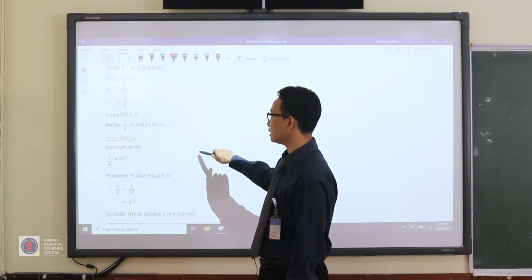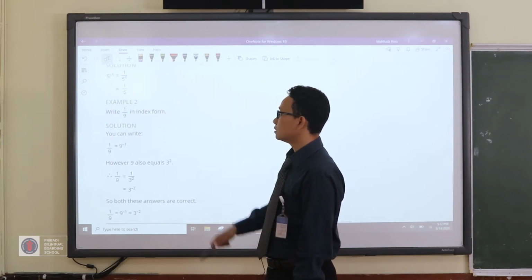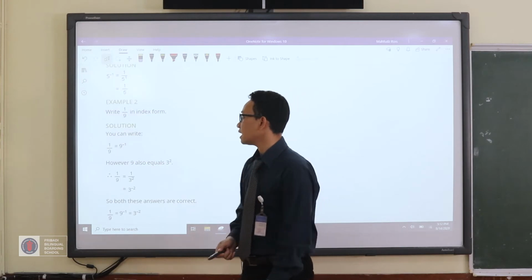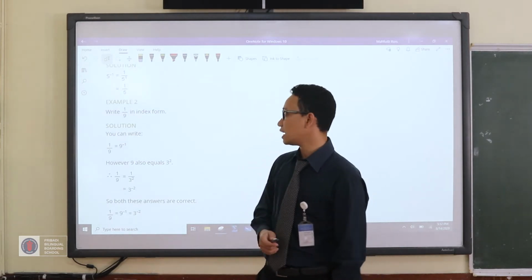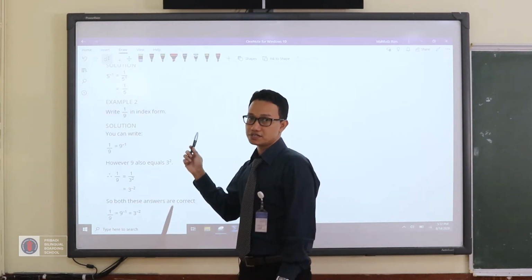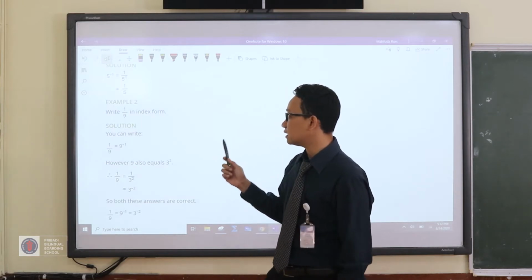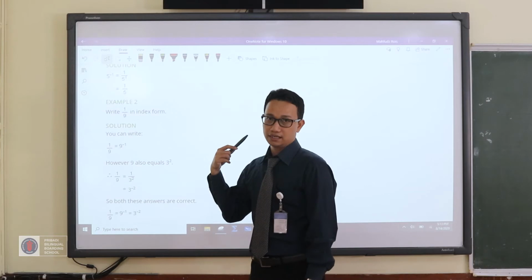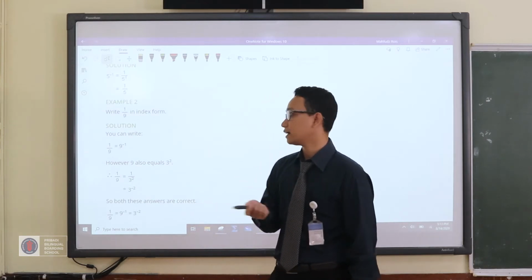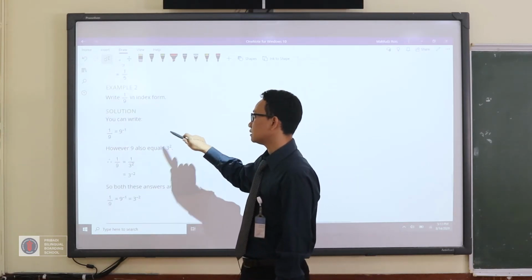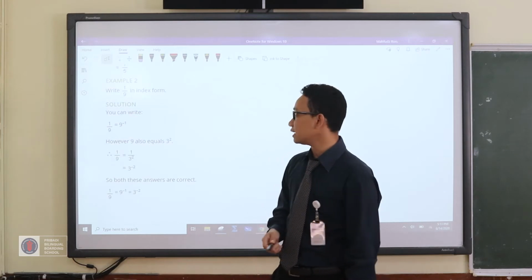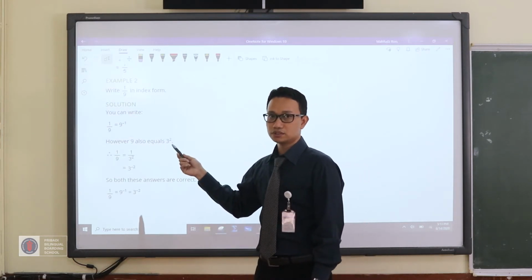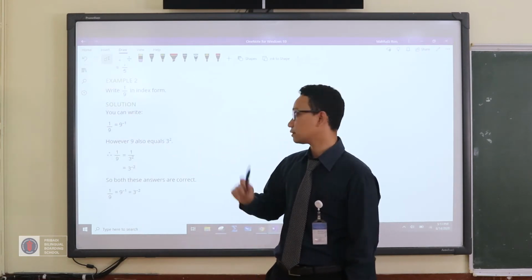Okay, example 2 here. Write 1 over 9 in index form. Now, this is the reverse. Before, we needed to find the reciprocal or the fraction; now we need to find the index form. Okay, so how to find it? You can write 1 over 9 as 9 to the minus 1 power.